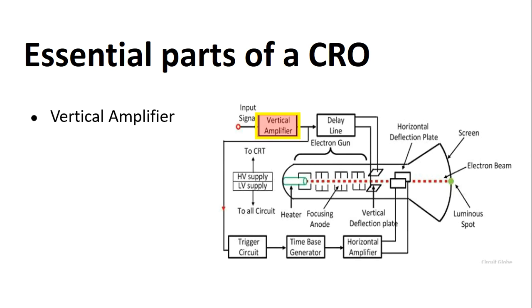Now let us discuss the vertical amplifier. In the diagram, you can see the vertical amplifier. The input signal will first be applied to the vertical amplifier. The input signal is a weak signal. It has to be amplified and then further subjected to processing in the CRO. The vertical amplifier amplifies the input signal, which is to be displayed on the screen of the CRT.